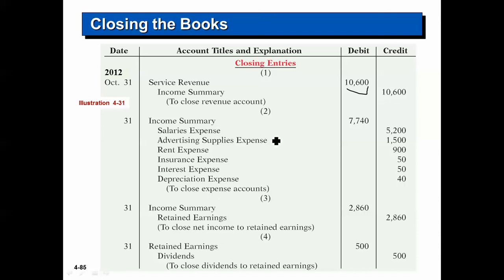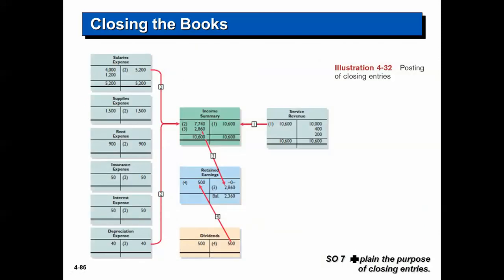The same with all these expense accounts. They had debit balances in the ledger. And if I make a journal entry, I just make up this journal entry and I credit all those expense accounts. Then if you pictured them as a T, the debit side and the credit side would be the same. And so therefore, it's a zero balance. Okay? Then I close income summary to retained earnings and then dividends to retained earnings. This is how it works.